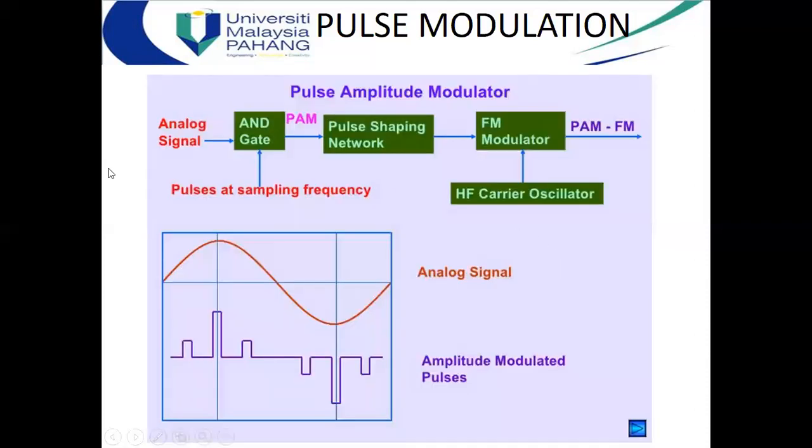Now, how do we do this using the sampling switch? This is the block diagram of the sampling switch. The analog signal is coming in, there is an AND gate, and this is the pulse at sampling frequency, or clock frequency. Then the pulse amplitude modulation, the pulse shaping network, and then the frequency modulator, so PAM and FM. We include the high frequency so that the signal can travel through the channel. So we are giving a high frequency carrier oscillation here.